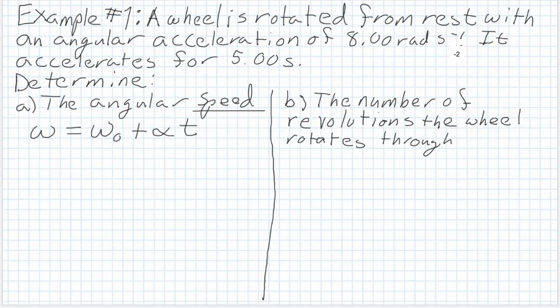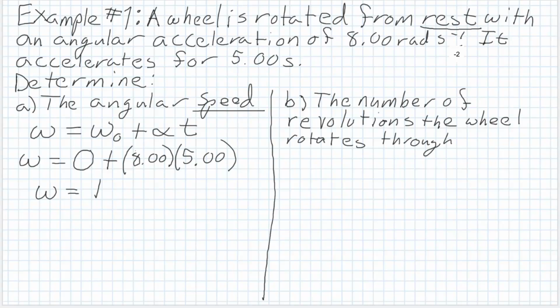I'm going to choose this rotational kinematic equation because I know the time, I know the initial angular speed, and I know the acceleration. So all I have to do is substitute. We're told that the wheel is rotated from rest, so our initial angular speed is 0. We're told that the angular acceleration is 8 radians per second squared, and we're told that the time is 5 seconds. 8 times 5 is 40 radians per second. So our angular speed is 40 radians per second.